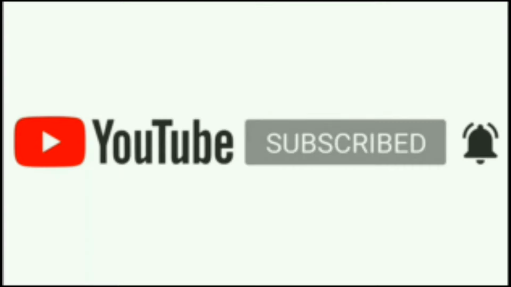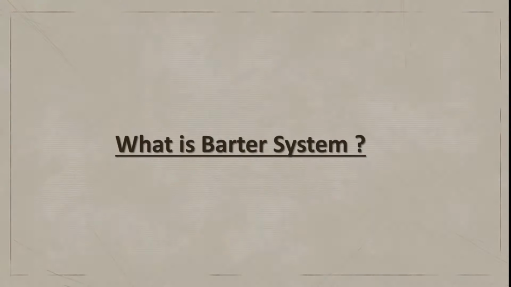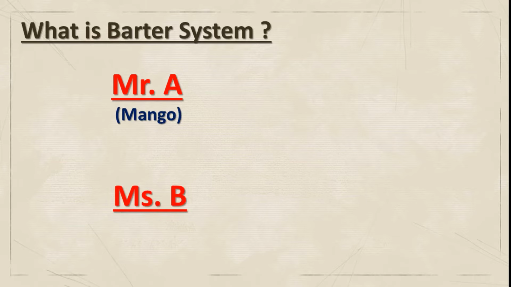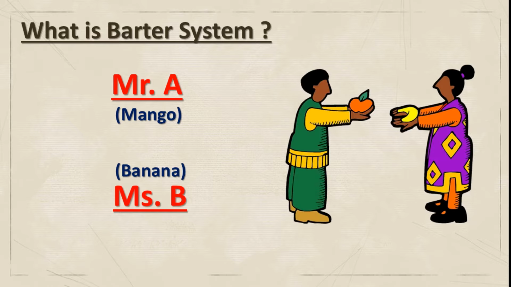So guys, let's begin. Let us understand what is barter system with some examples. Let us take an example of Mr. A and Miss B. Mr. A has a mango and Miss B has a banana. Mr. A wants banana from Miss B and Miss B wants a mango from Mr. A. In this case, they exchange their goods with each other as their wants match with each other. This is called barter system.